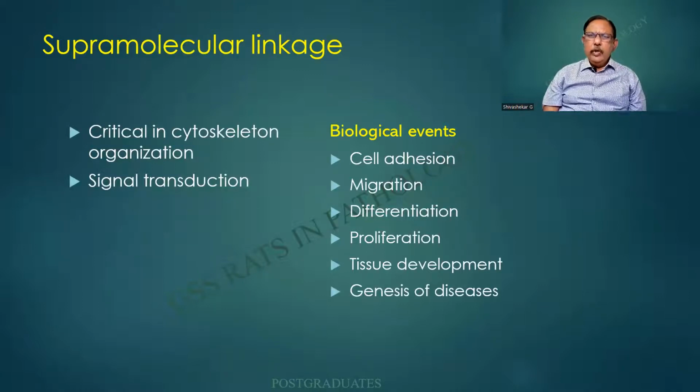Now, there is something called the supramolecular linkage. This is where things come for us. This is critical in the organization of the cytoskeleton. Also, as I had been mentioning, there is some kind of a signal that is being transduced, or transduction of signal takes place. And the topic for today will have various functions such as cell adhesion, migration, differentiation, proliferation, development of tissues, genesis of diseases.